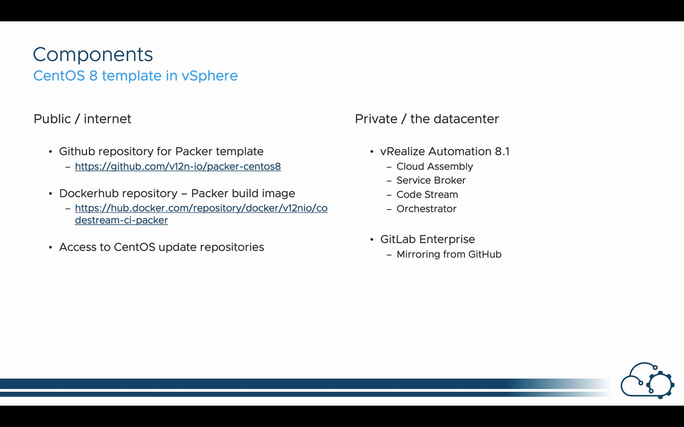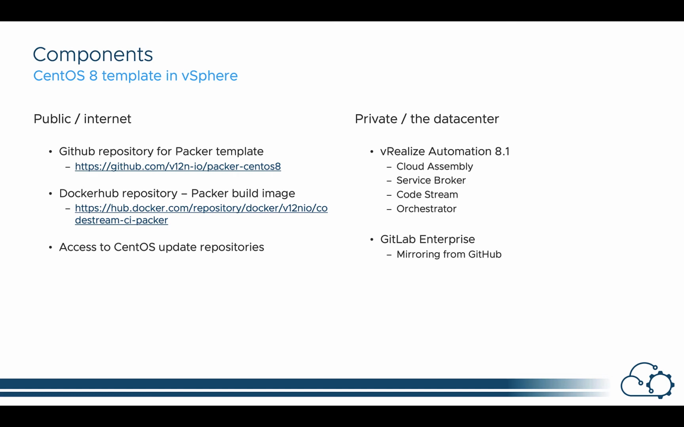Unfortunately, GitHub doesn't have a route in to my own data center. So I have a GitLab Enterprise instance running in my data center that mirrors the repository from GitHub. Now GitLab also offers the option to trigger an action via a webhook, and that can be triggered from within GitLab Enterprise.